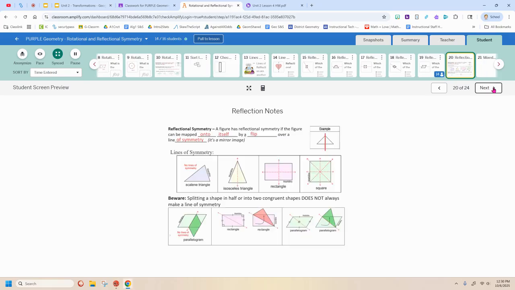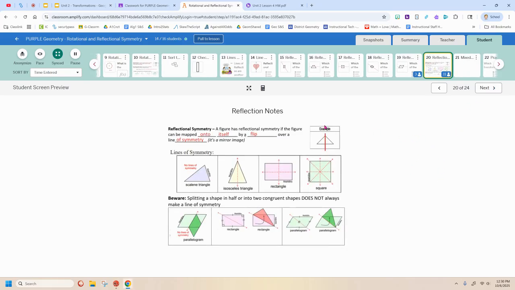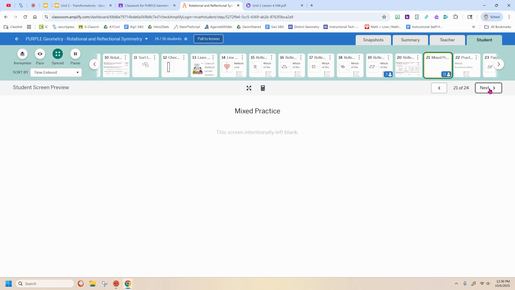Is there more? I can't remember how much more it is. Oh, then this is kind of like the summary, right? So, is there more after this? I know I'm forcing mixed practice. Now we're gonna skip. Okay, I'm worried about time.